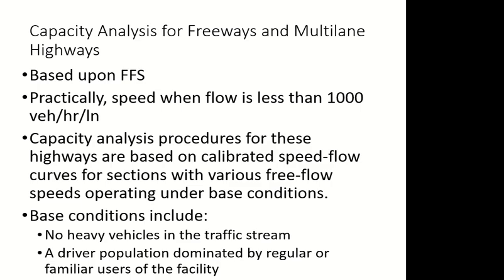In both cases we depend on a graph which is called a speed flow graph, for multilane highways and freeways. In both cases, there are conditions which are considered as ideal. The last three points you see here are those which are common for both of them. Later on, we will see some other conditions as well, but they are different for each type. So these three are common.